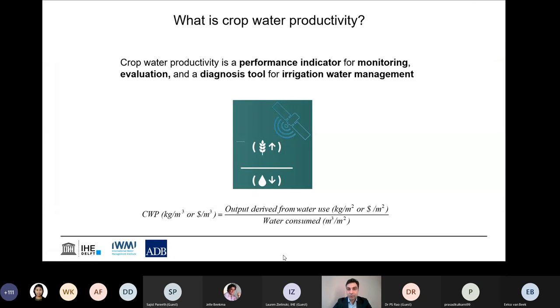Let's start with water productivity itself. Water productivity is an indicator, right? We have a set of performance indicators for monitoring and evaluation of irrigation water management. And in there, we have crop water productivity, which in short is the relationship between the output derived from water use and the water consumed.